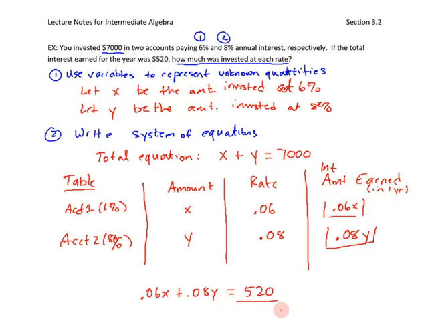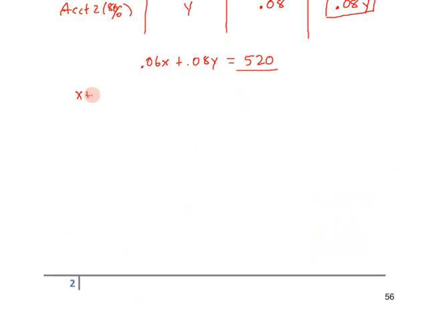Right? That's the final amount. Interest earned from the first account, interest earned from the second account. Notice now we have the following system. Together we have x plus y is equal to 7,000, and 0.06x plus 0.08y is equal to 520. There's my system of linear equations, which now we need to solve.